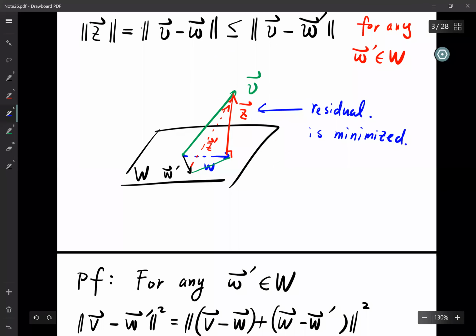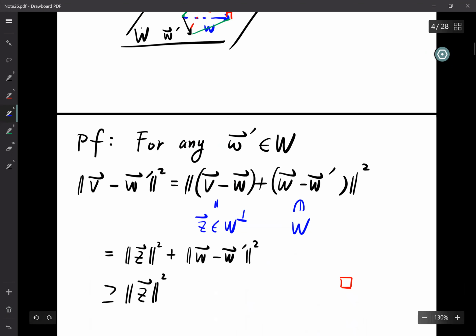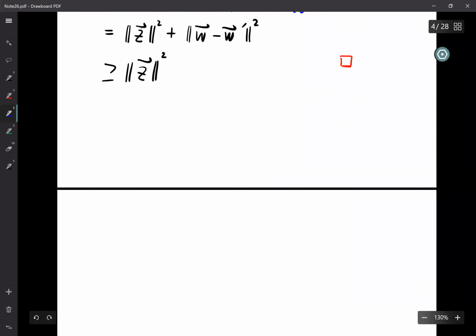Any question? Now, let me use the best approximation theorem and try to solve the least squares problem.